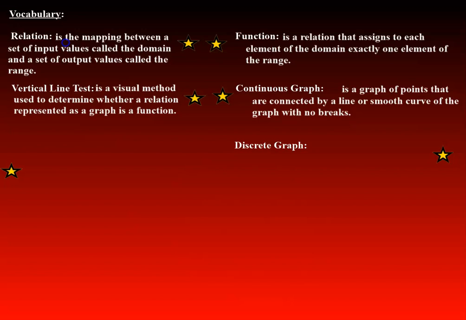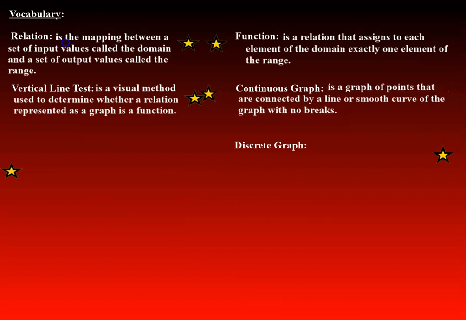Continuous graph is a graph of points that are connected by a line or smooth curve of the graph with no breaks. Discrete graph is a graph of isolated points.